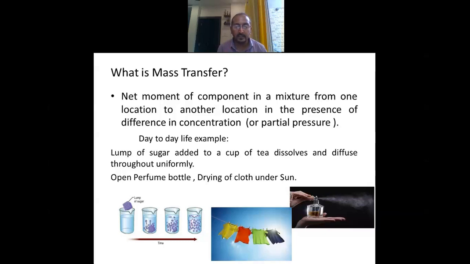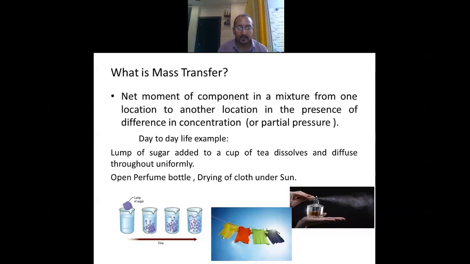Let me give another example. If a liquid is transported through pipelines by pumps or by gravity, it is not a mass transfer operation, though it is transferring a mixture from one location to another location. But that was not due to the presence of a difference in concentration or partial pressure. That is due to a pressure gradient, or due to gravity. So mass transfer is the net movement of a component in a mixture from one location to another in the presence of a difference in concentration or partial pressure. Partial pressure is used to measure the concentration in gases.